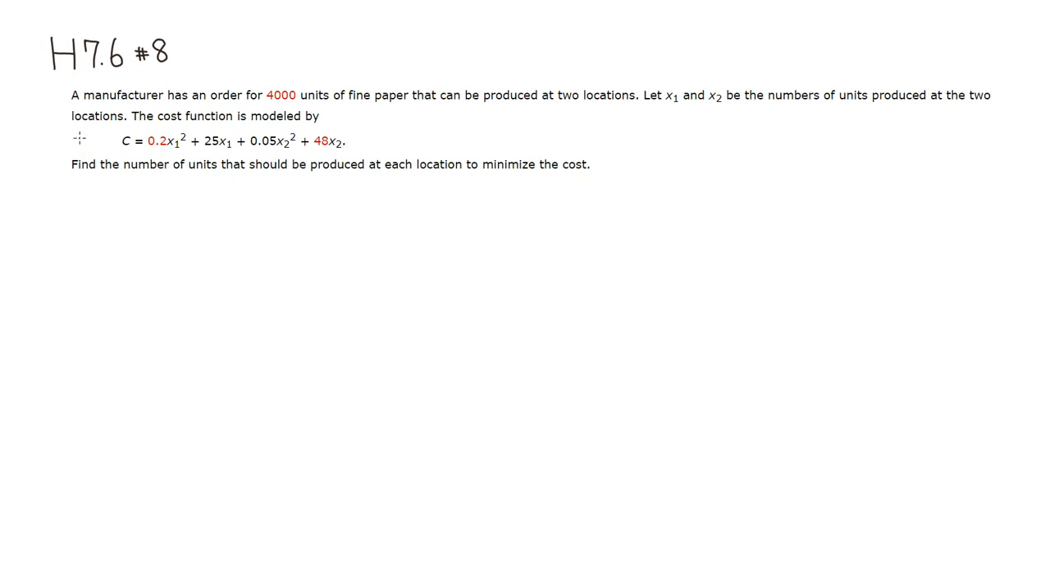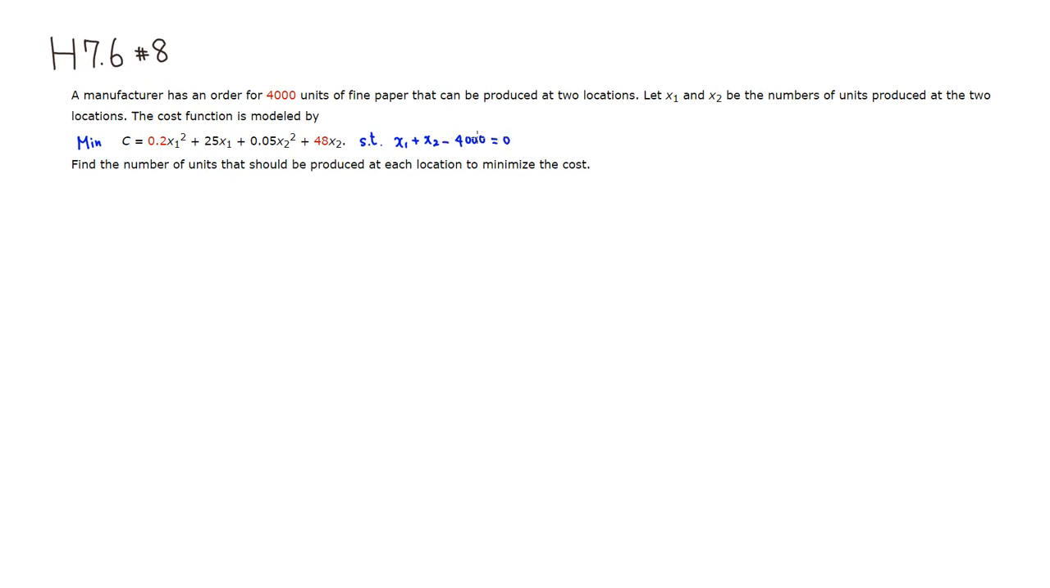So we want to minimize this cost function, and this is subject to, right? So we have to produce 4,000 units total. So we will have to make sure that x1 plus x2 is equal to 4,000. I'm going to actually rewrite it. I'm going to put the 4,000 on the left-hand side, so I'm going to write this constraint as x1 plus x2 minus 4,000 equal to 0.